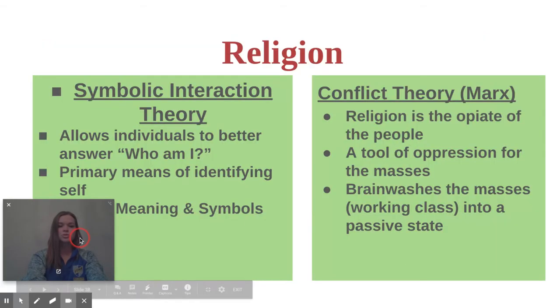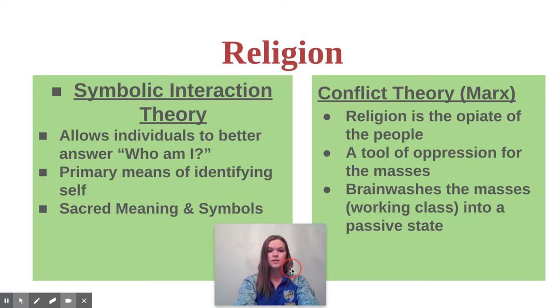Now we're going to talk about 2 sociological theories. So we'll start with the symbolic interaction theory. It allows individuals to better answer, who am I? Okay, so the symbolic interaction theory believes that religion helps people answer the question, who am I? And that's the primary means of identifying self, okay, as well as the sacred meaning and symbols of, let's say, crosses, Bibles, and what those mean to certain people of certain religions.